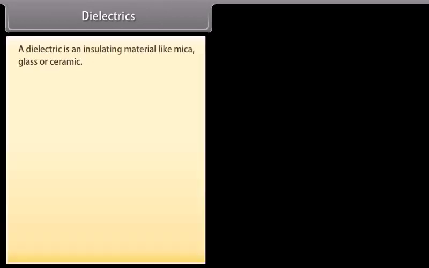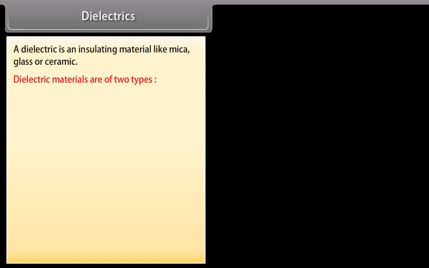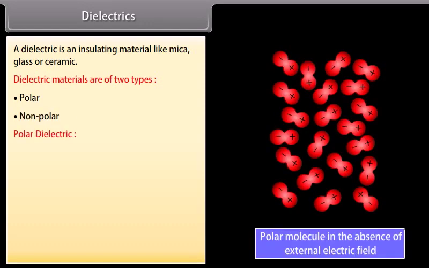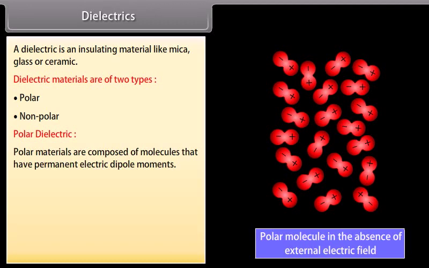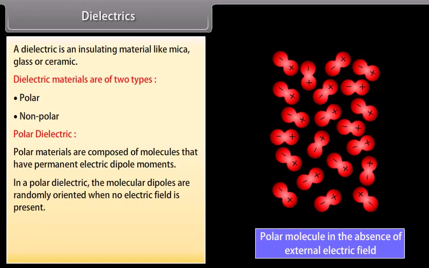Dielectrics. A dielectric is an insulating material like mica, glass, or ceramic. Dielectric materials are of two types: polar and non-polar. Polar dielectric. Polar materials are composed of molecules that have permanent electric dipole moments. In a polar dielectric, the molecular dipoles are randomly oriented when no electric field is present.